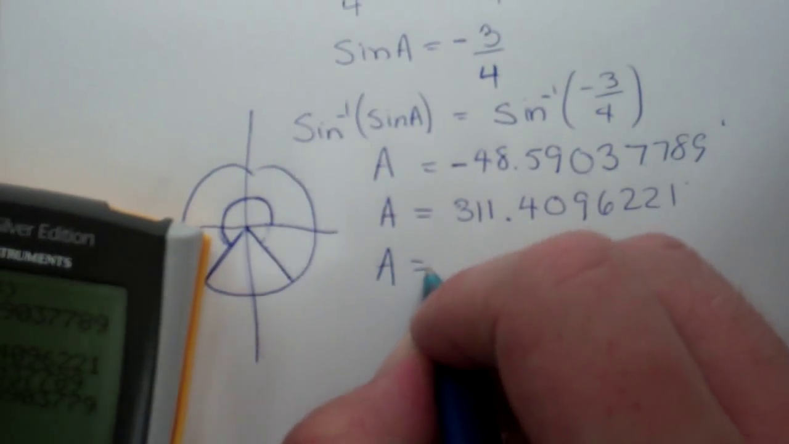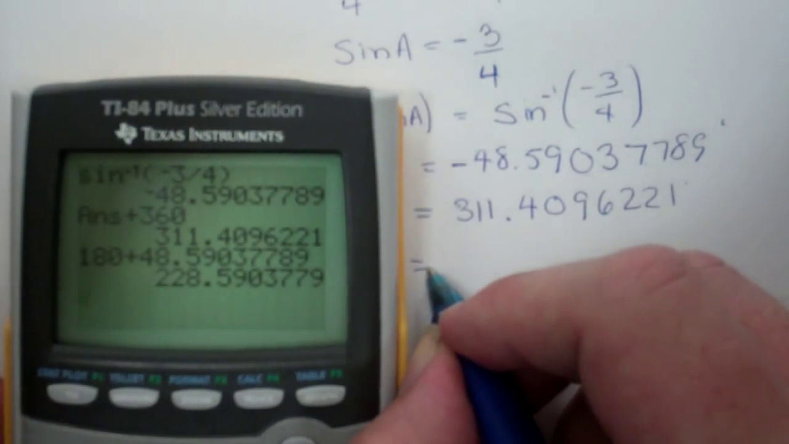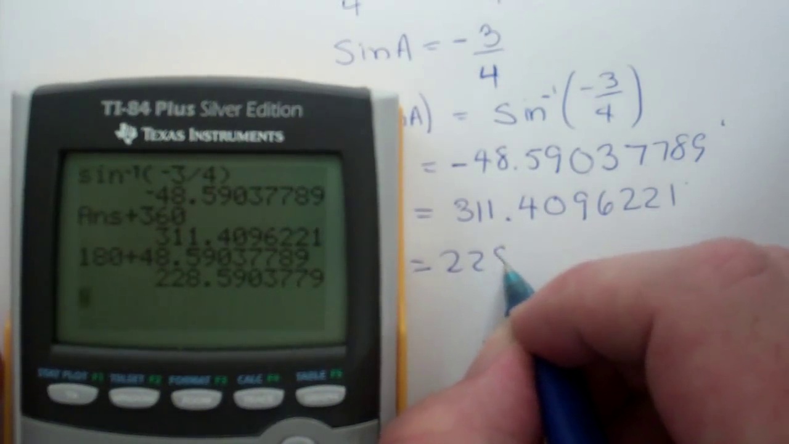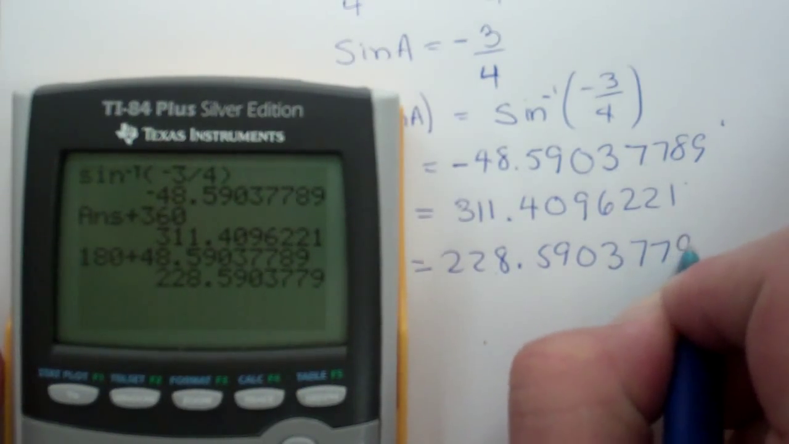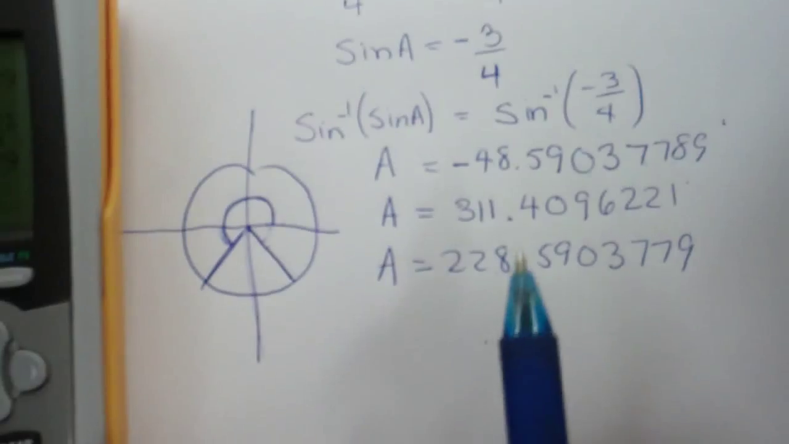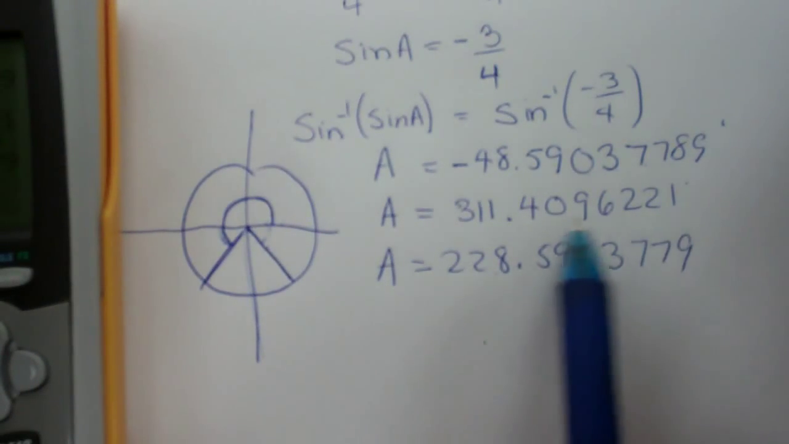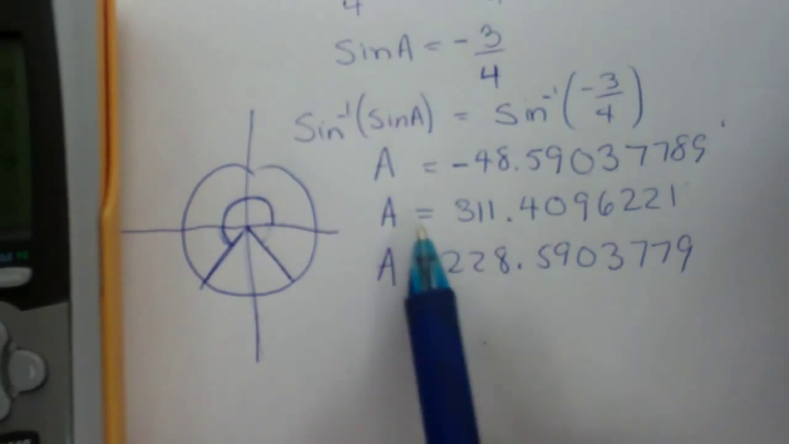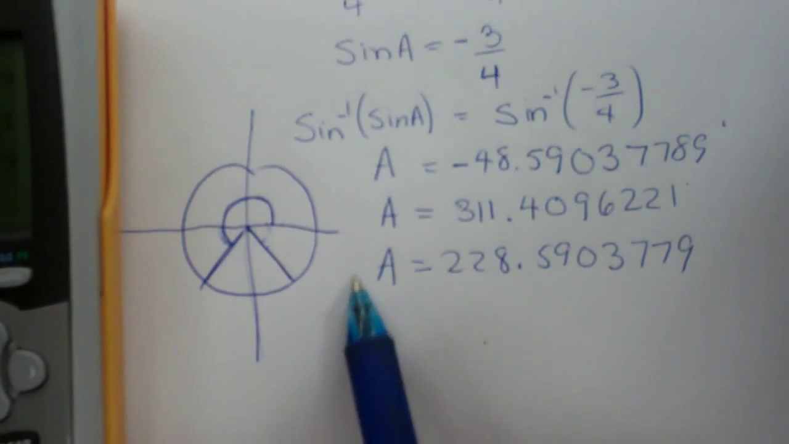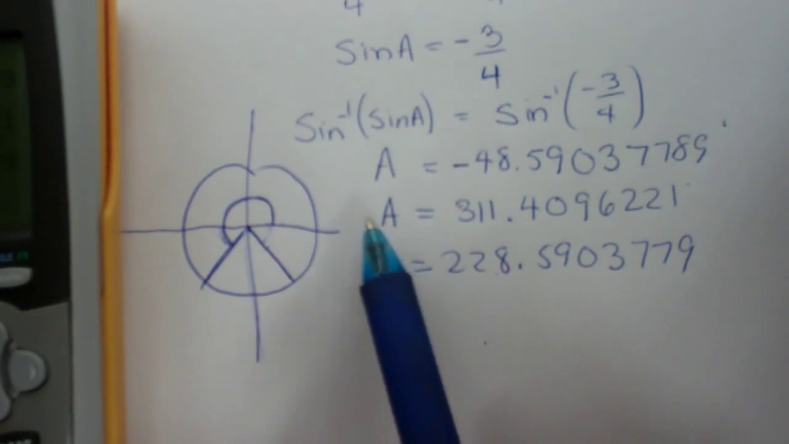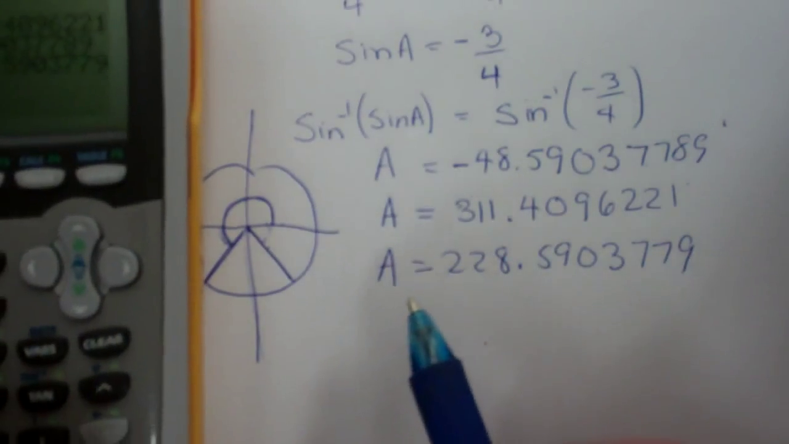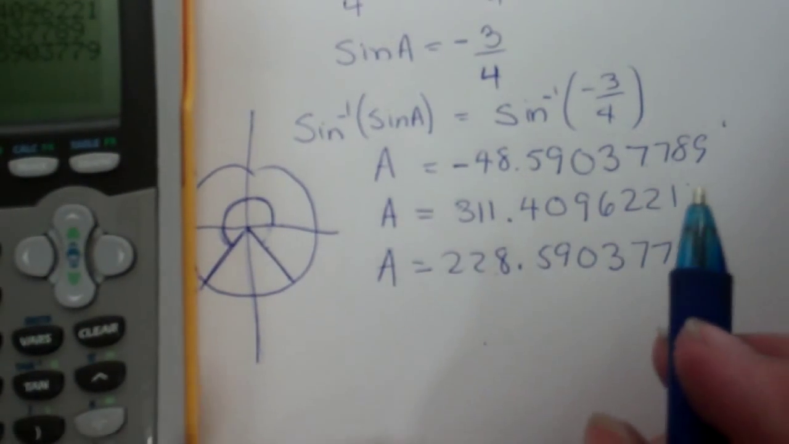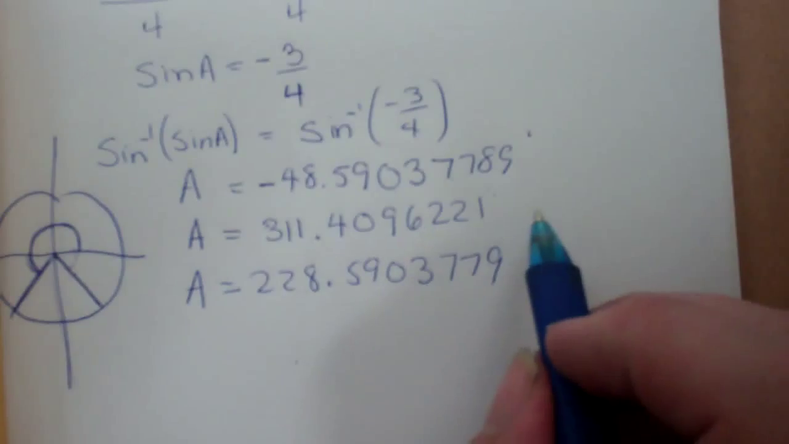I'm going to write this other value down. So this is A is equal to 228.59037779. Just as a reminder for why I'm writing out this decimal so long, I'm intentionally not rounding so that I can round the answer in the very last step and the answer will still be accurate. Okay, so these are the answers in degrees. These are not the only possible solutions.